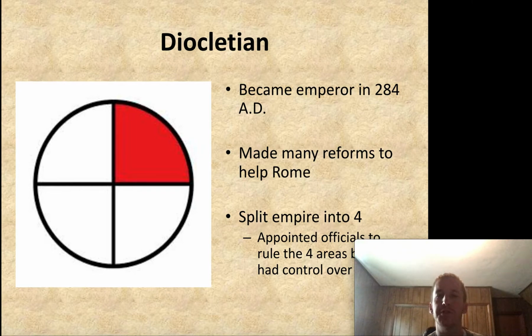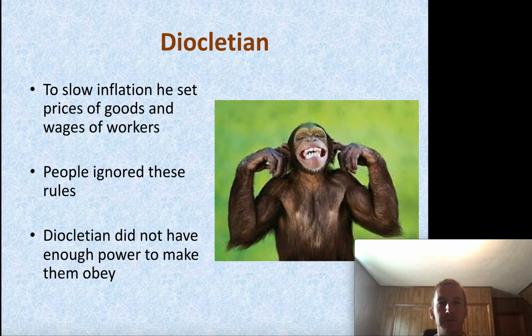Diocletian is going to become emperor in 284, and he's going to make many reforms to help Rome. One of those reforms is that he split the empire into 4, and he appointed officials to rule each of those 4 areas. In order to slow inflation, he set the prices of goods and the wages of workers. So he said that you can't charge more than this amount for this good. And he said that workers basically had to be paid a certain amount. So it was like a minimum wage. However, people ignored those rules, and Diocletian did not have enough power to make them obey.